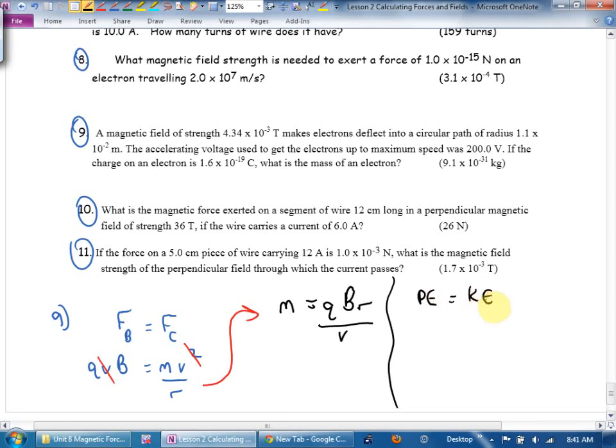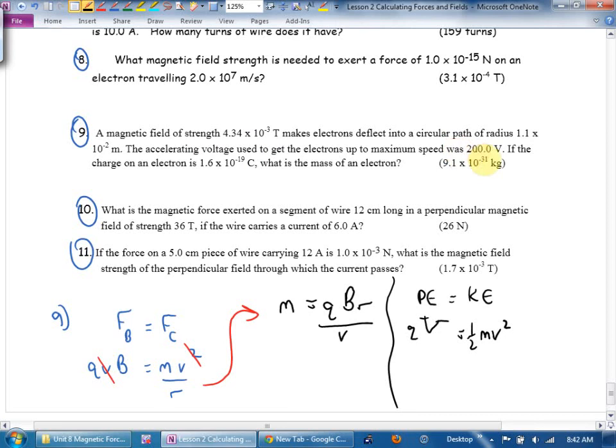And now you'll remember this next equation. We said this, Sally. The potential energy between plates was QV, and this is where I had to put the wings on my voltage. Remember this one from a couple of units ago? And I say, if I want to find the velocity, it is going to be the square root of 2QV divided by the mass. Let's see. The accelerating voltage used to get electrons up to a maximum speed was 200 volts.